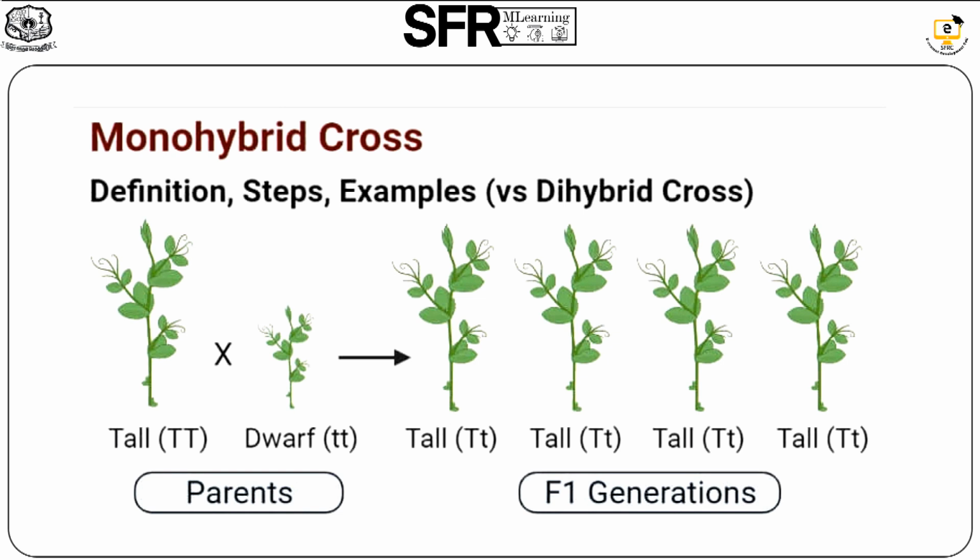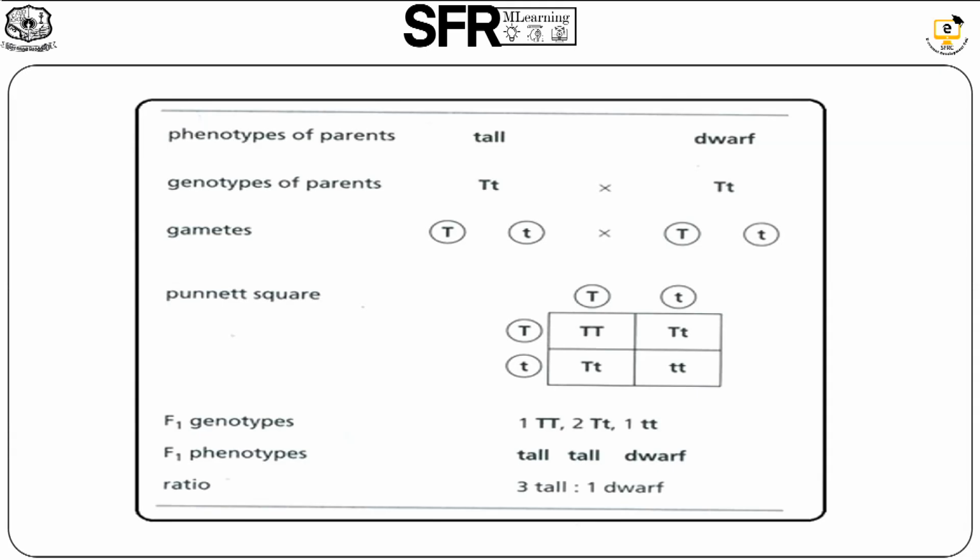Next we get the F1 generation, which is all tall. All the plants are observed as tall. Here you see capital T small t, a tall plant; capital T small t, again a tall plant; capital T small t, again a tall plant. The fourth also has the same genotype. This is the Punnett checkerboard or Punnett square box.